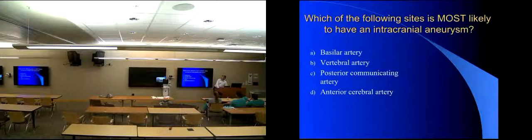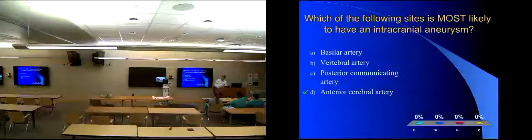Which of the following sites is most likely to have an intracranial aneurysm? E. So yes, that is correct. By D. That's where you get your aneurysms. The bifurcation is just really, really weak there for some reason.